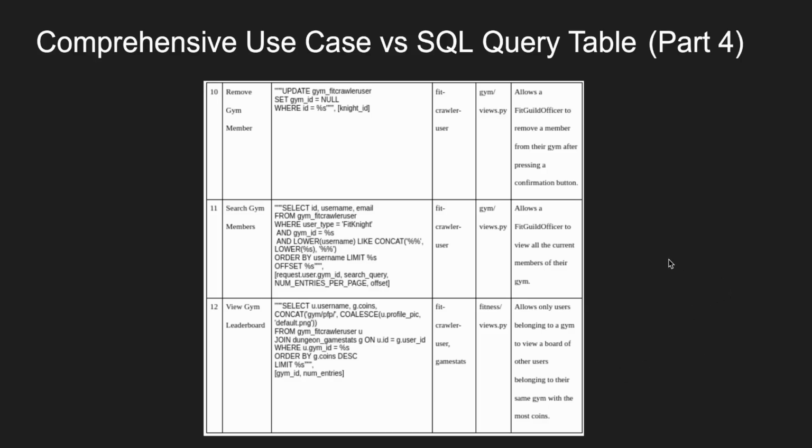And then the view gym leaderboard feature. This feature is accessible to any member inside of a gym. So if a Fit Knight or a Fit Guild officer is inside of a gym, they can click to view the gym leaderboard. And this will display all the users within that gym and how many coins they've obtained. So the coins for our game is what places members on the leaderboard. So this will show only the members inside of the gym and where they rank. So you can have a friendly competition with the members of your gym to see who can do the best.